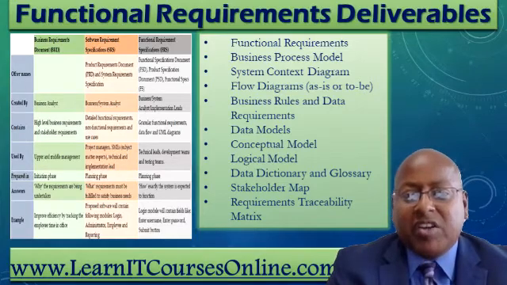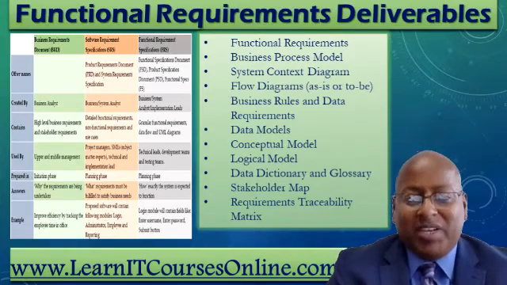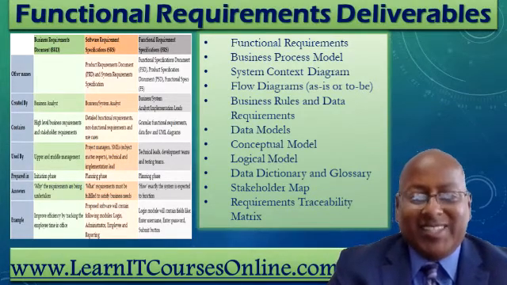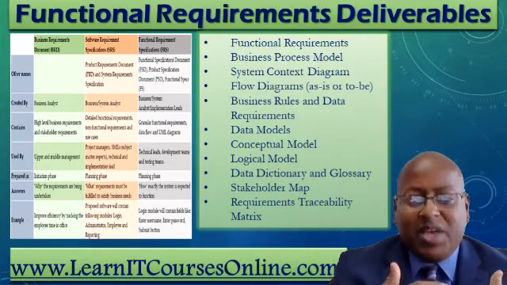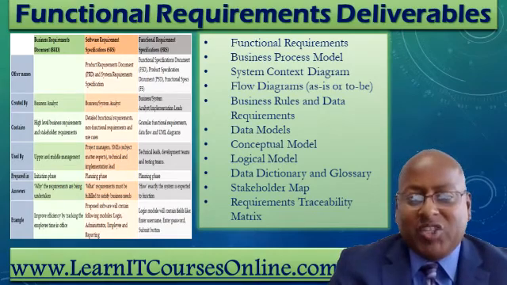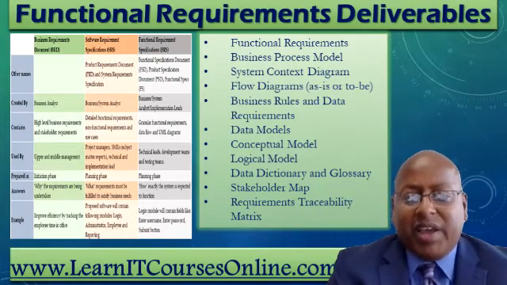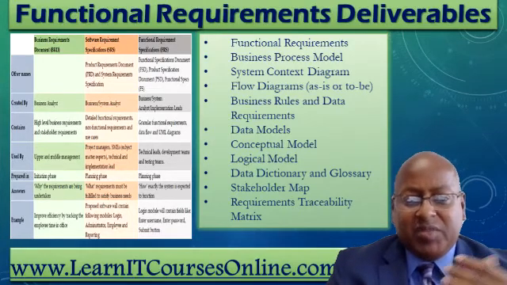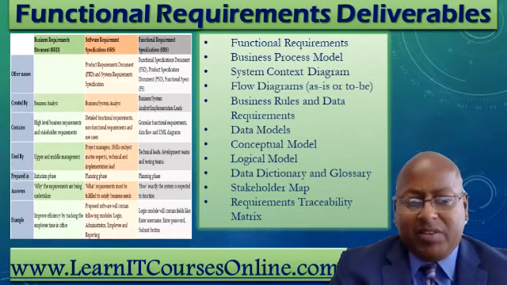A model of the current state of the process, the as-is model, or a concept of what the process should become. Number three, system context diagram. A context diagram shows the system boundaries, external and internal entities that interact with the system, and the relevant data flows between the external and internal entities. Number four, flow diagrams, as-is or to-be. Diagrams graphically depict the sequence of operations or the movement of data from a business process. One or more flow diagrams are included depending on the complexity of the model.